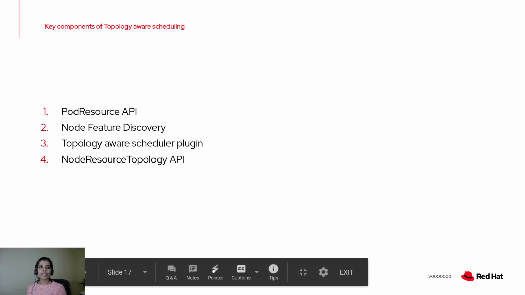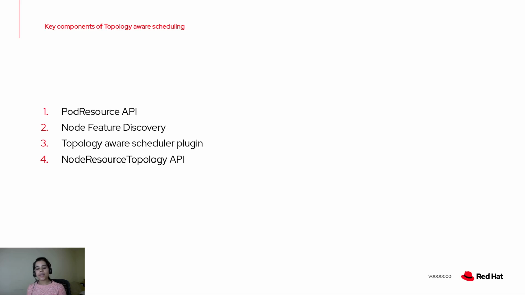The fourth component is the Node Resource Topology API. It is a CRD API used by NFD and the scheduler plugin. It acts as the glue between them, and we are in the process of figuring out where we house this API.